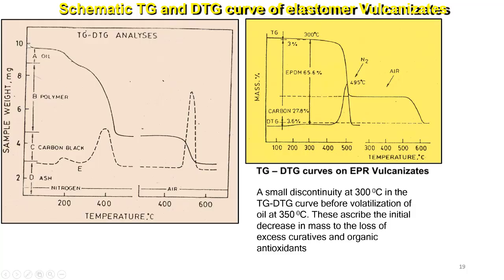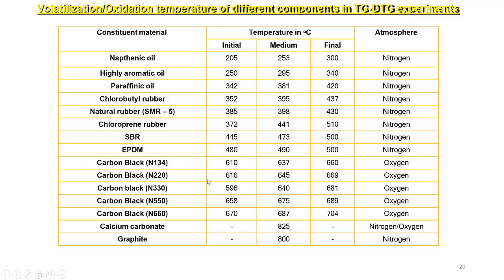So here, as I told, the first one is the oil or ash. Then we have the polymer degradation. Then the carbon black will degrade, and then the remaining one is the ash, which is not getting degraded, but it will remain in the oxidized form. So different materials have different temperatures of degradation.